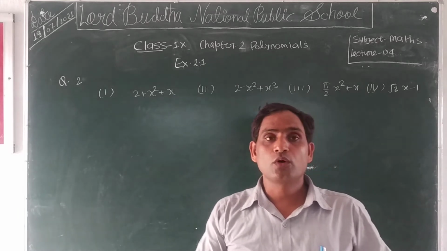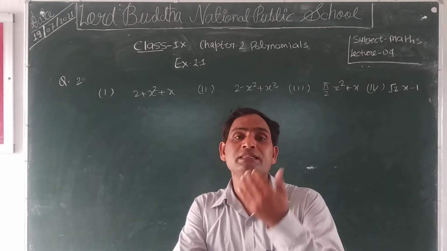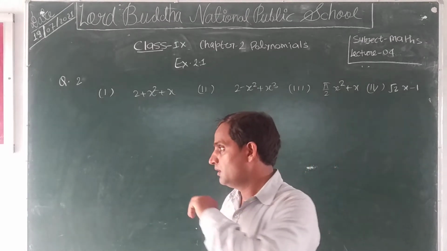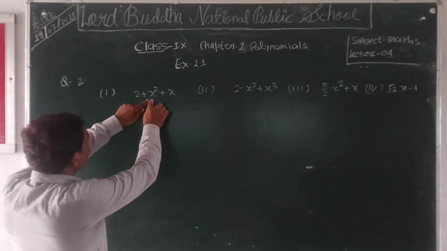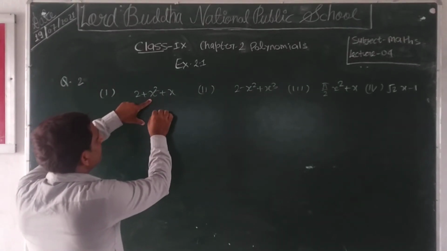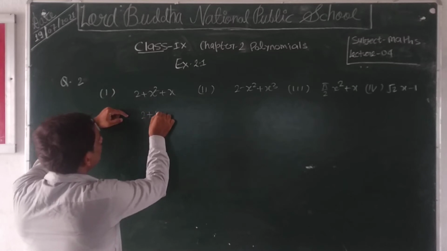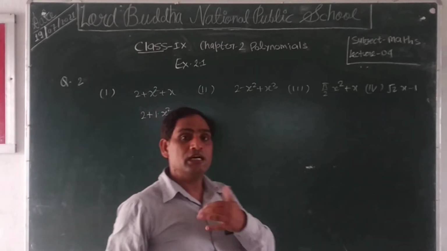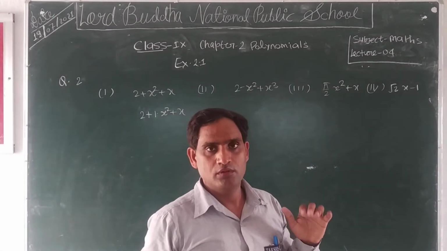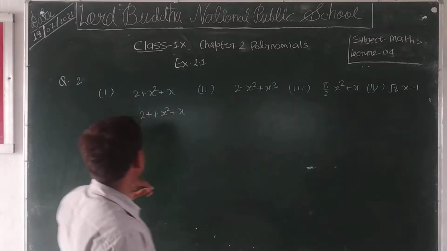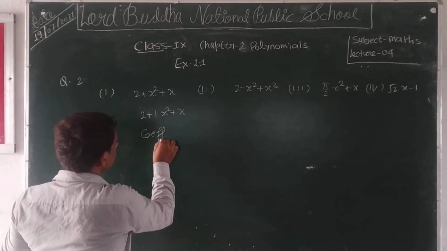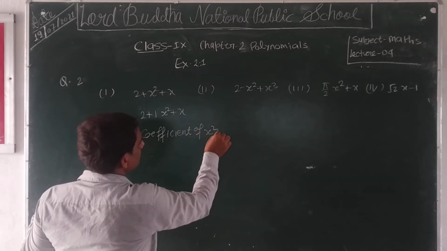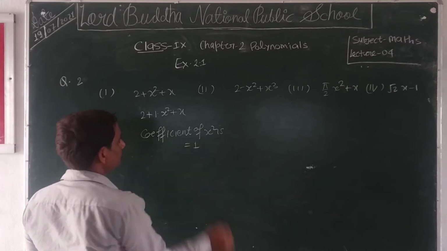Here we have to find out the coefficient of x square. Here the coefficient is the multiple with x square, in this case the numerical part. As you see, we can write it as 2 plus 1 into x square plus x. And 1 is understood, it is not written. So the coefficient of x square is 1 here.